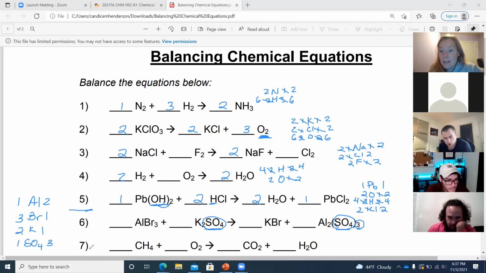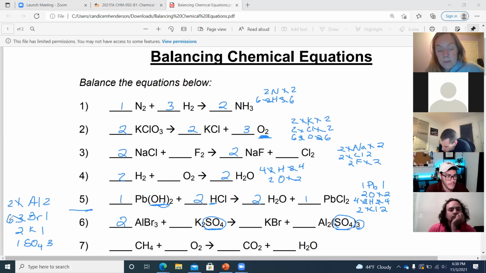So let's start balancing. Usually you start with metals before non-metals. So I'm going to do the aluminum. Okay, on this side, I have 2 aluminums. This side I only have 1, so I'm going to throw a 2 in front of here. That changes my aluminum to 2, which is now balanced. It changes my bromine to 6.